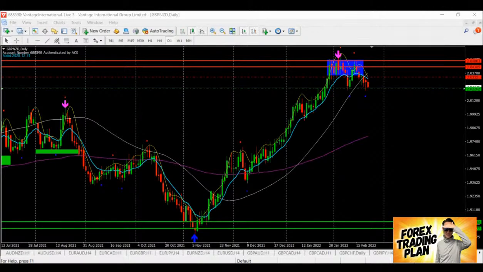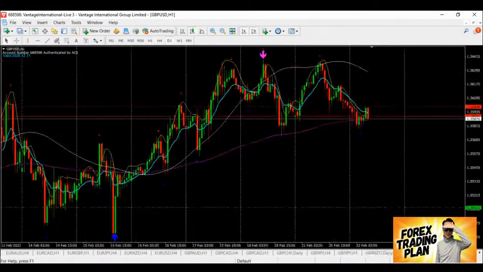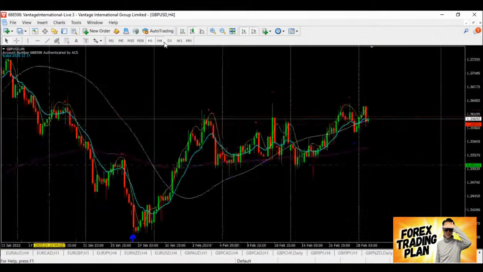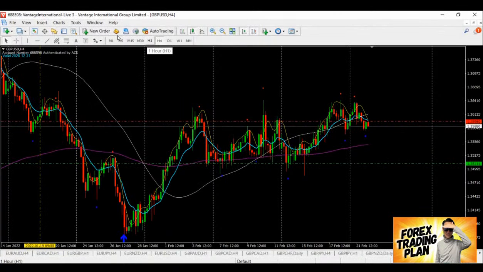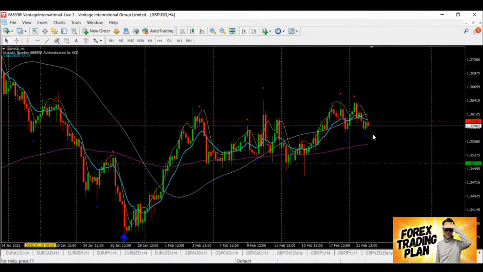Let's move again. Pound dollar. Pound dollar, we are still moving in the bull. So today we are going to have a retracement trading again for pound dollar. Pound dollar is in the bull, so today is a retracement. So buyers, you can take note.